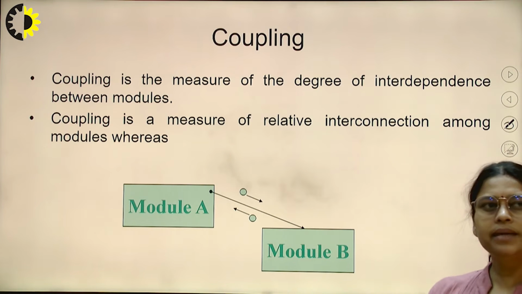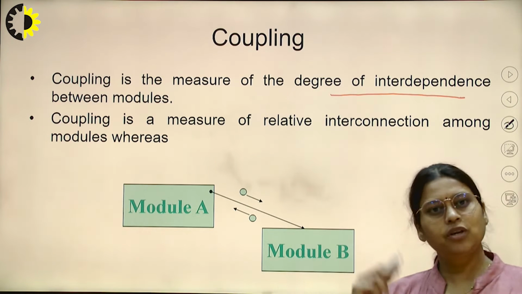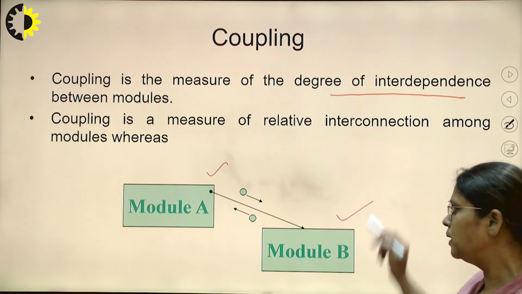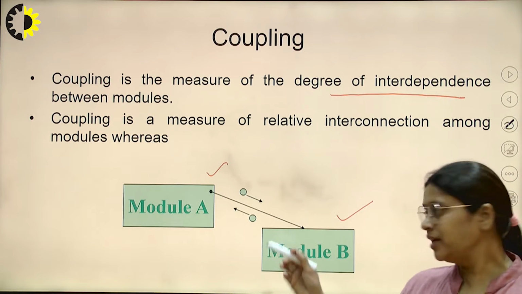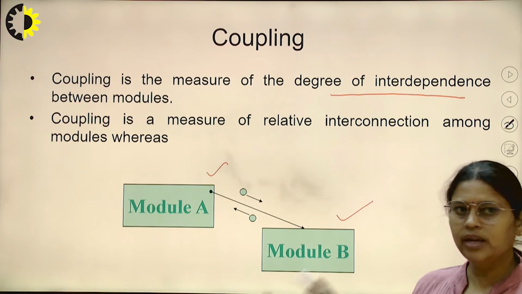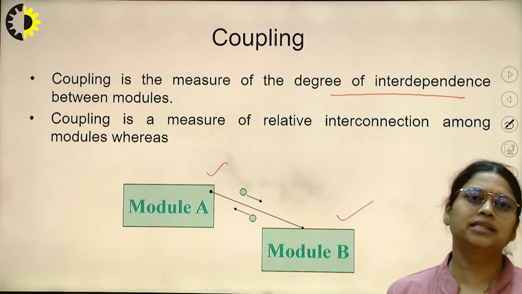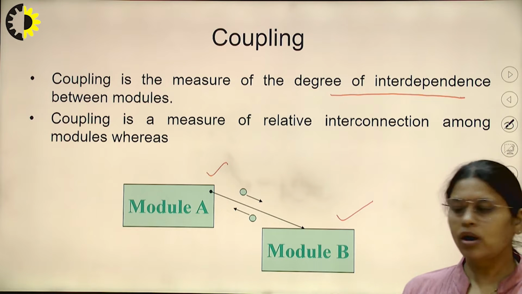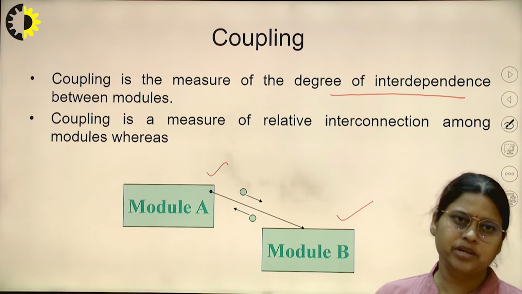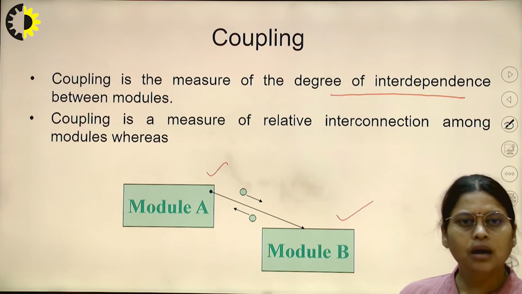So what is coupling? Coupling is a measure of the degree of interdependence between two modules. For example, this is module A and this is module B. Suppose module B accesses some data from module A, and module A wants to access some data from module B, then we can say there is a dependency between module A and B. Or if A passes some parameter to B, or B passes some parameter into A, we can say there is a dependency between the modules.